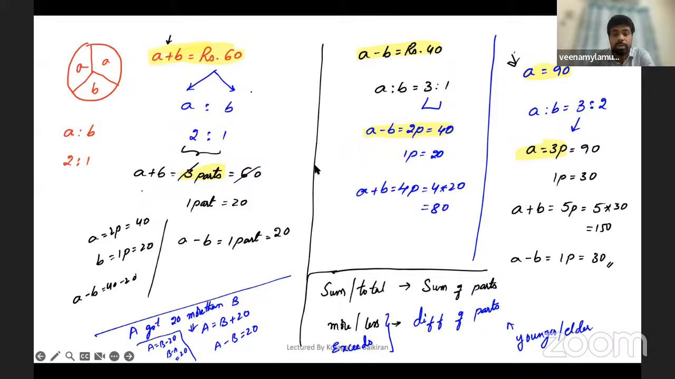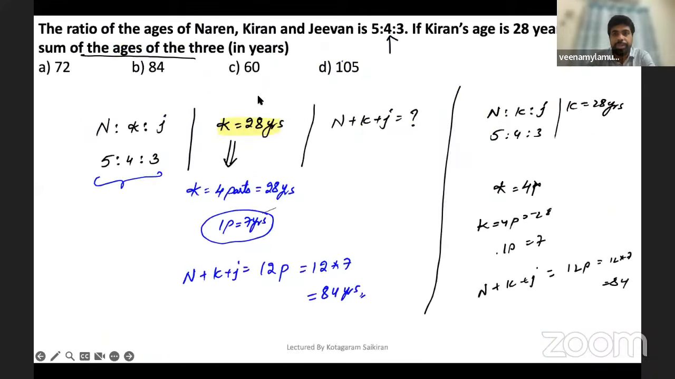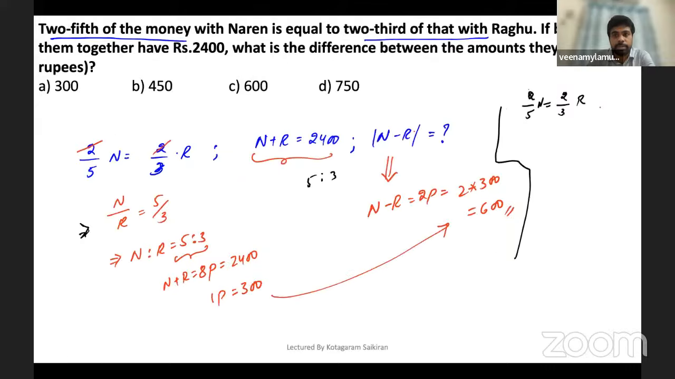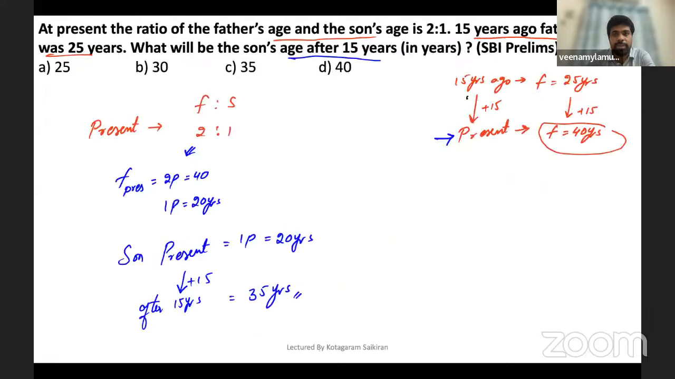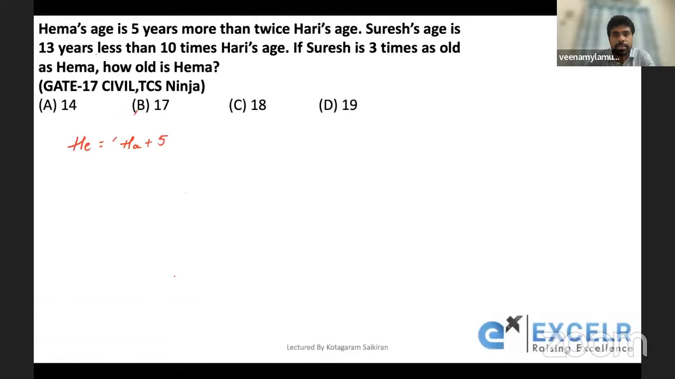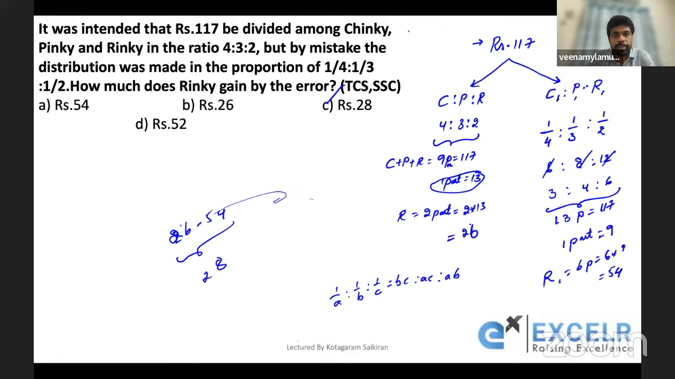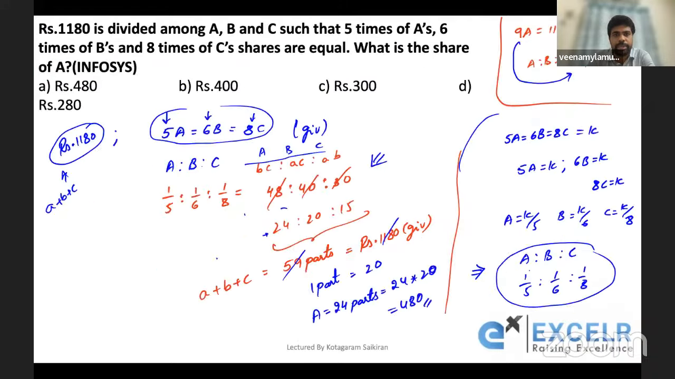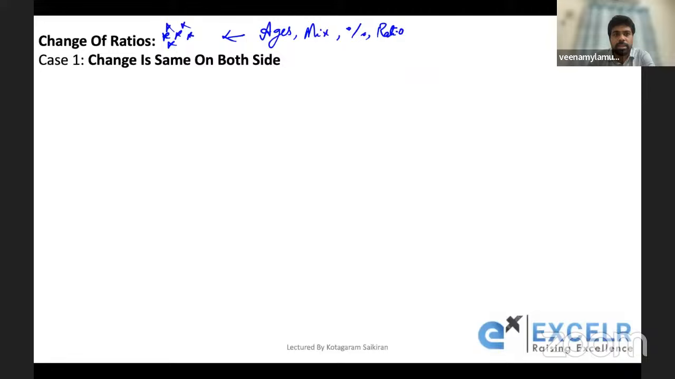So now, see this. I have given the brief introduction of ratios. After that, we have seen some basic questions on ratios. After this, we went to some previous questions of some companies and competitive examinations. So now we'll be starting change of ratios. What is meant by change of ratios? Can someone tell me?